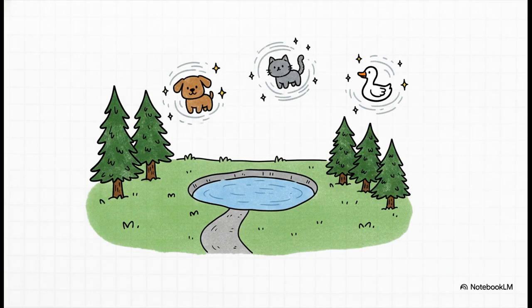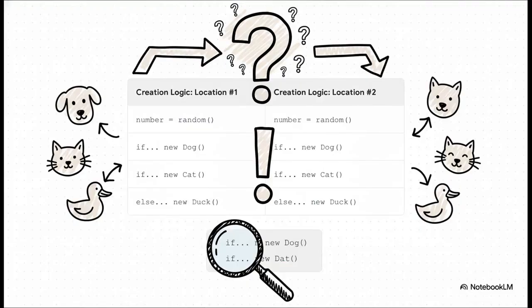Okay, so to make this all a bit more real, let's picture this. We're building a national park simulator. It's a fun little program, and our main job is to create different animals to put in the park. Let's say we need dogs, cats, and ducks. Okay, so let's say we write some logic to randomly create an animal, and we need that logic in, I don't know, 2 different parts of our simulator. What happens? We end up with the exact same block of code in 2 different places. You can see it right here.